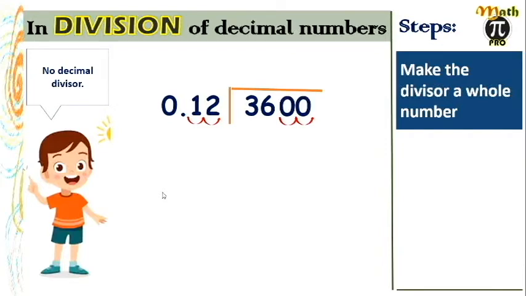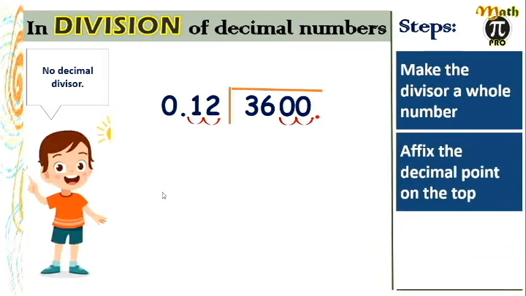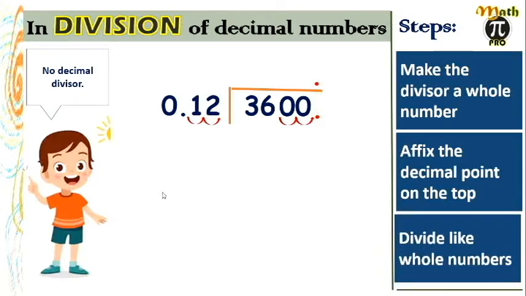So we have now 3,600. And since your decimal point is here, we affix now the decimal point on the top. It should be there. And finally, you can now divide like whole numbers. So 36 divided by 12 is 3. 3 times 12 is 36. Subtracting them is 0.